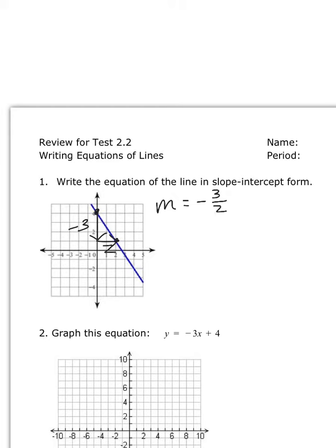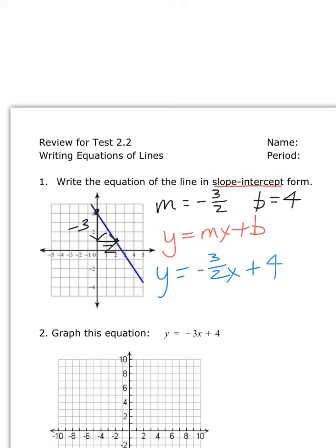If I want to write this in slope-intercept form, that's y equals mx plus b, right? So we've got m. What's the b value here? 4. So then I can write the equation of this line, y equals -3/2 x plus 4. Good. Okay. Y equals mx plus b.